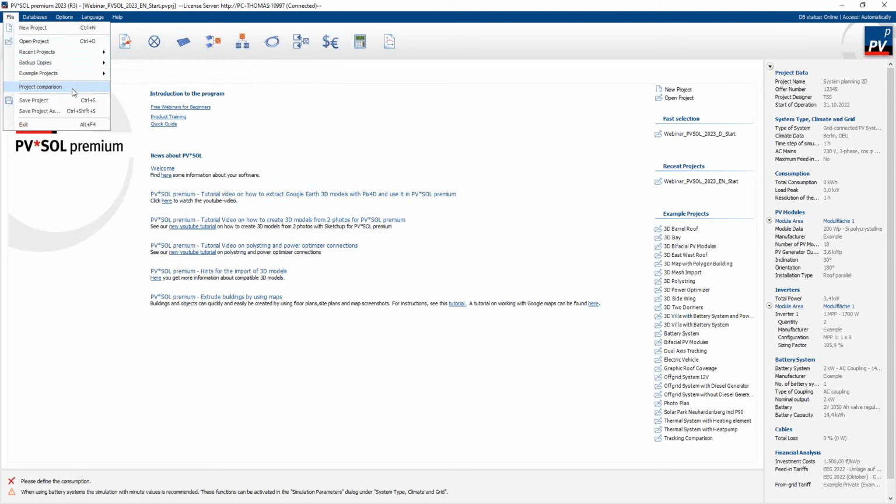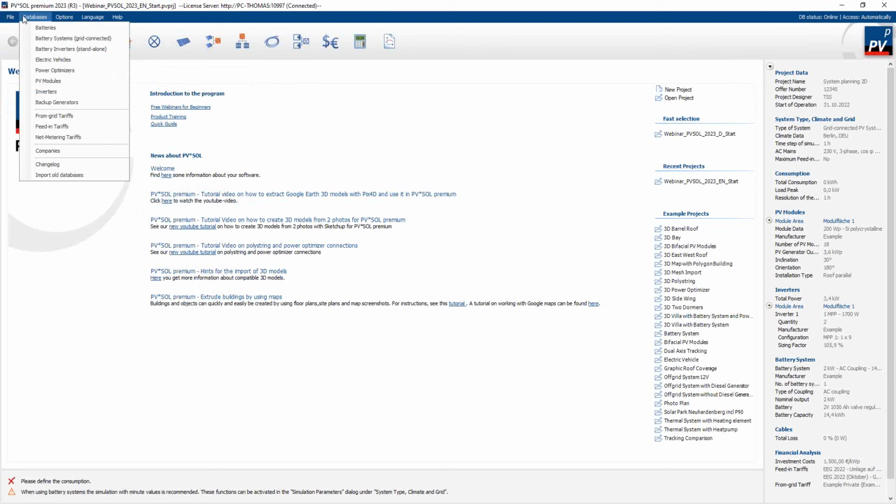You can open up to 6 project files and compare them with each other in the form of a table, and this is very interesting and useful. And of course, you can save a project, save it with another name, and exit the software.